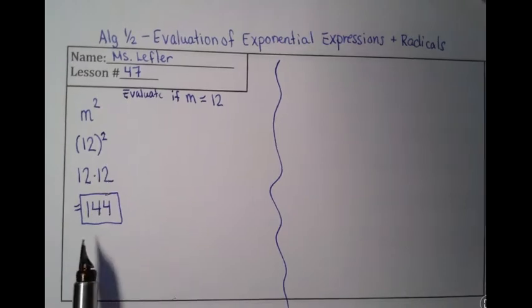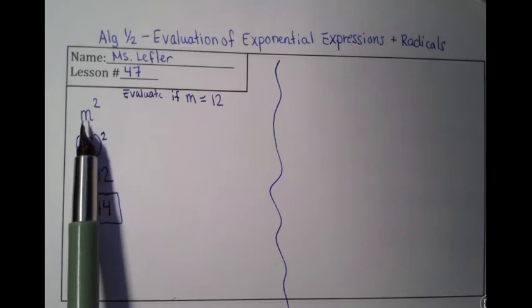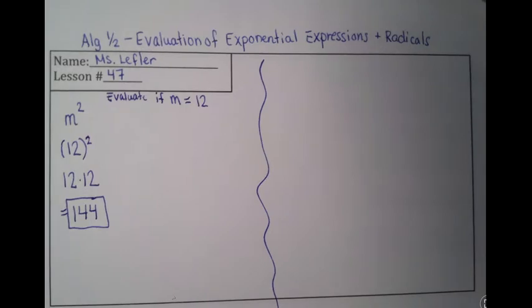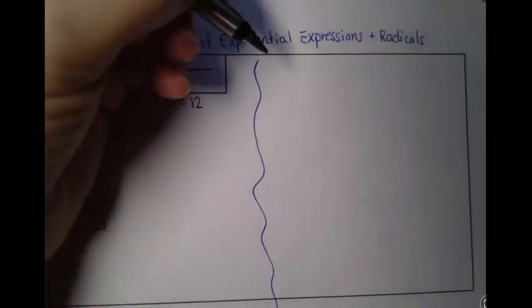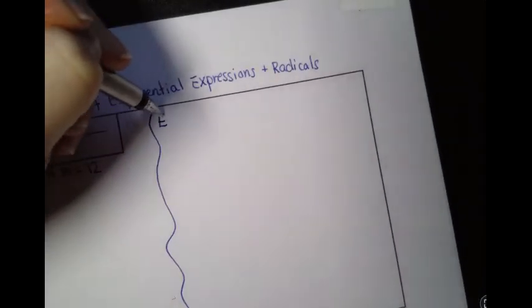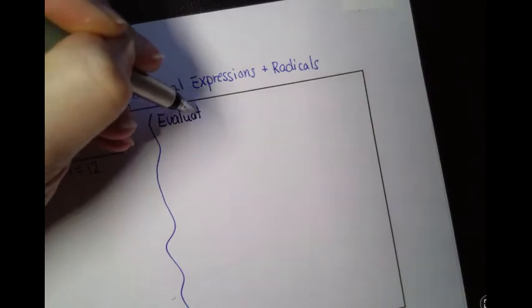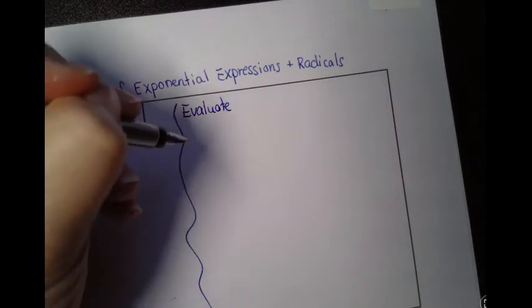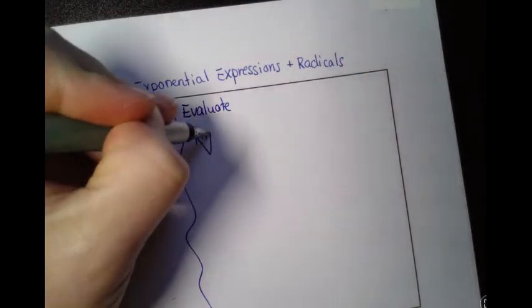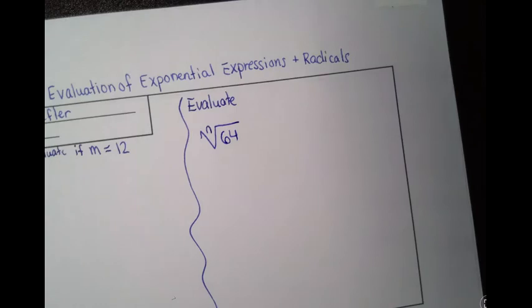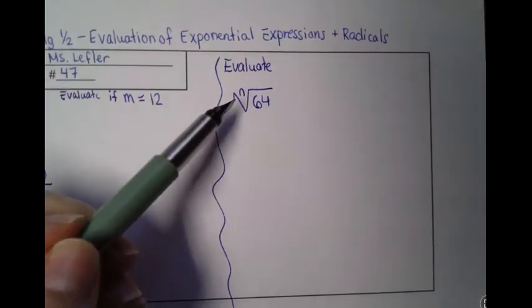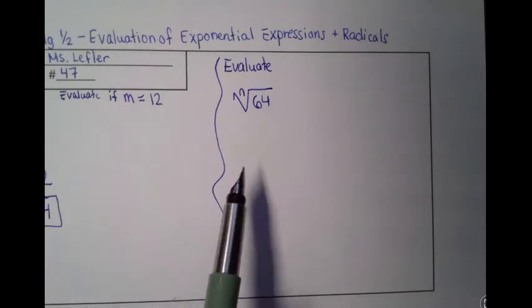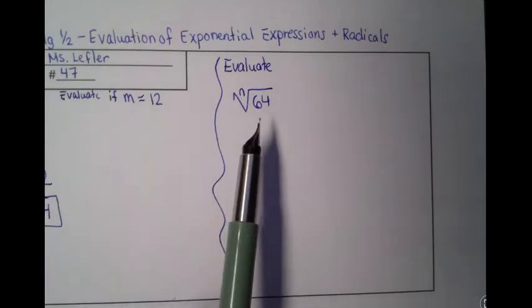So this is an exponential expression because it has an exponent. Let's do also a radical expression. So a radical expression contains a radical in it. So we're going to evaluate the expression, the nth root of 64. So the radical is this symbol, and this symbol means that we're taking a root. A root is an opposite of an exponent.